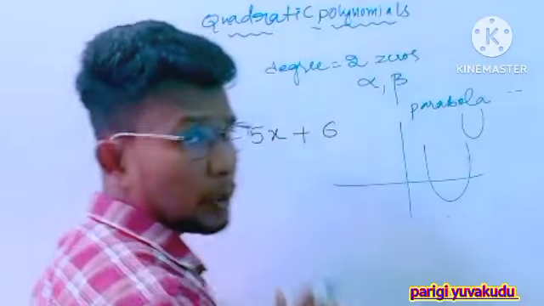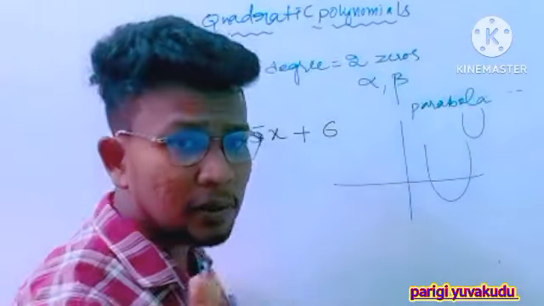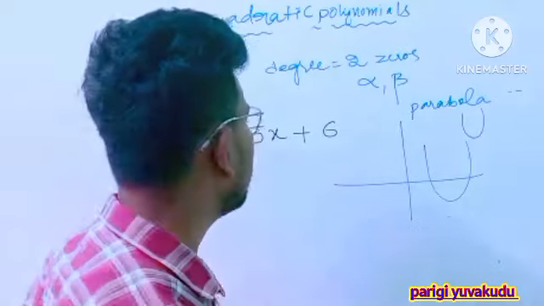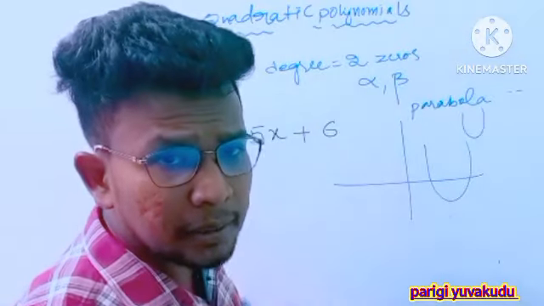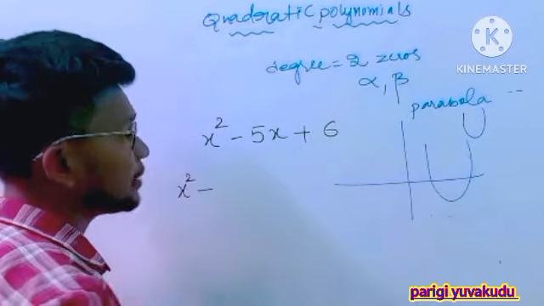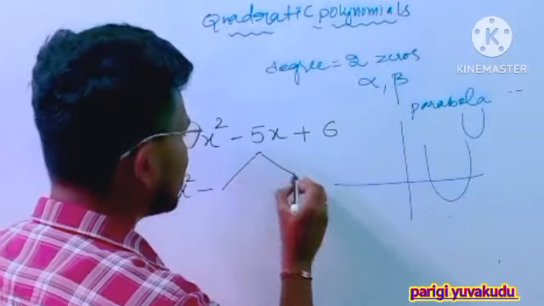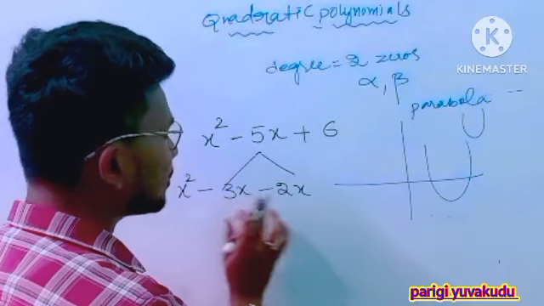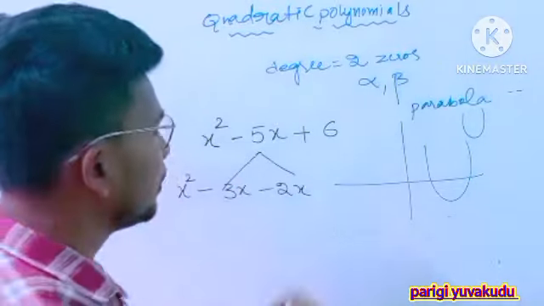Now for this problem, what are the zeros of the quadratic polynomial? How to find out the zeros of the given polynomial? Now by using the factorization method, how to solve? Suppose I am writing x square minus, instead of 5x I am replacing minus 3x minus 2x. Minus 2x minus 3x, which will become minus 5x plus 6.